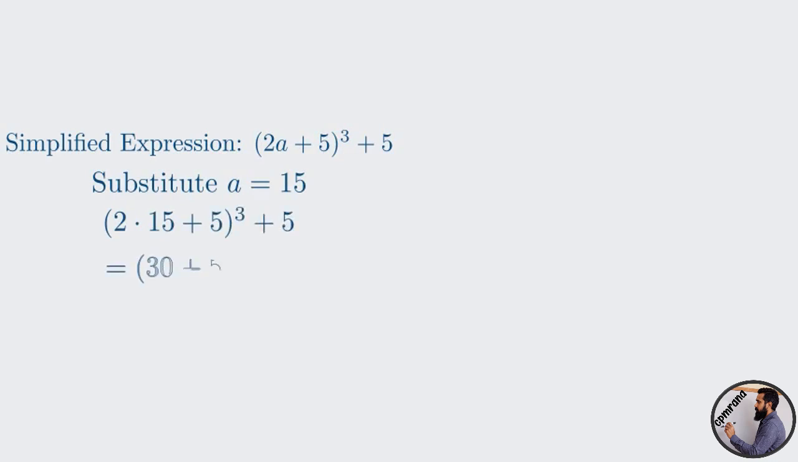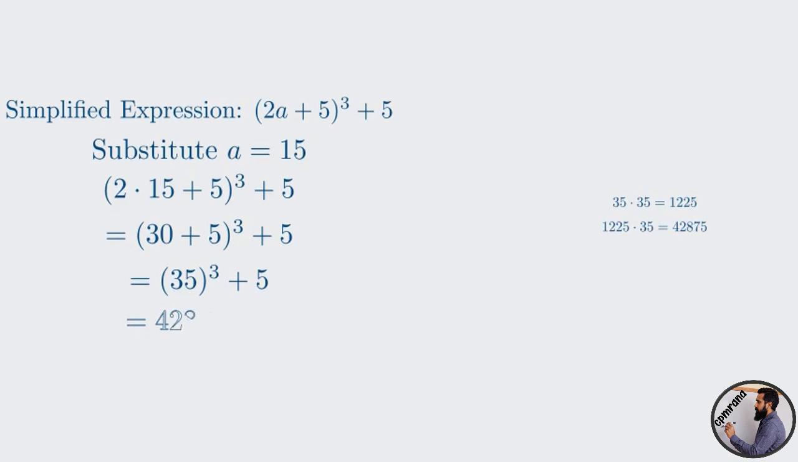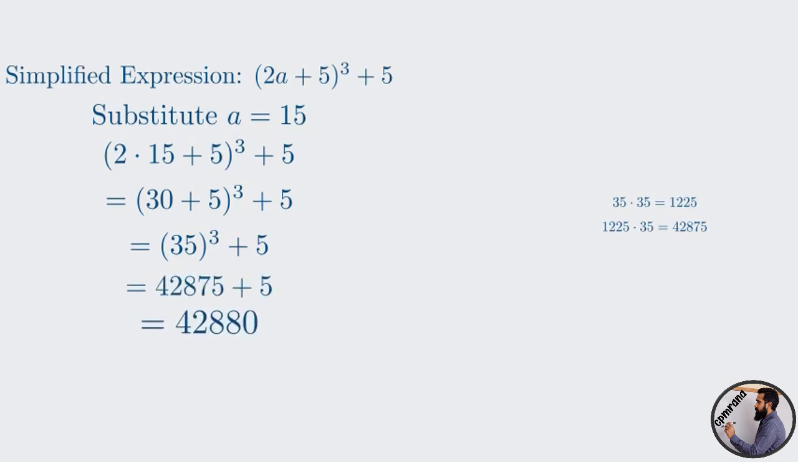First, we multiply 2 by 15 to get 30. Next, we add 30 and 5 to get 35. Now we just need to calculate 35 cubed. Multiplying it out, 35 times 35 is 1,225, and multiplying that by 35 again gives us 42,875. Finally, we add the remaining 5 that we set aside earlier. This gives us a final answer of 42,880.